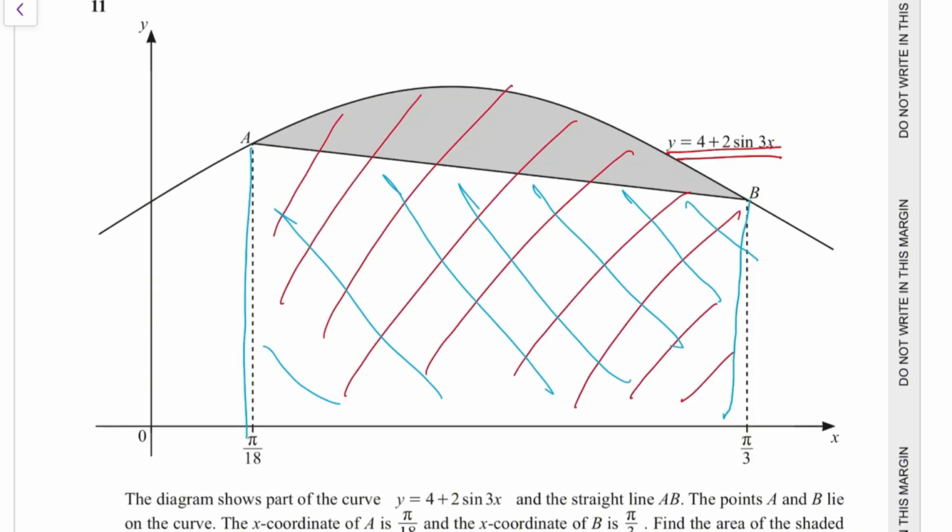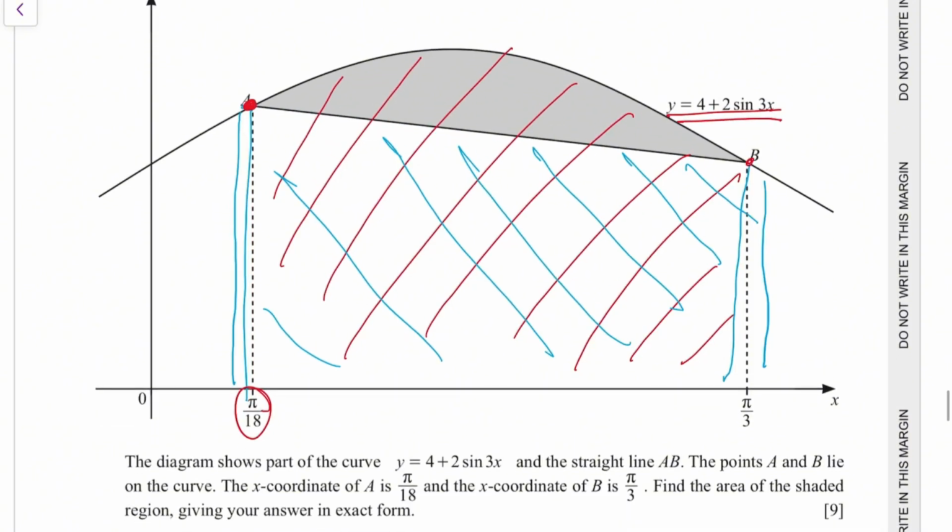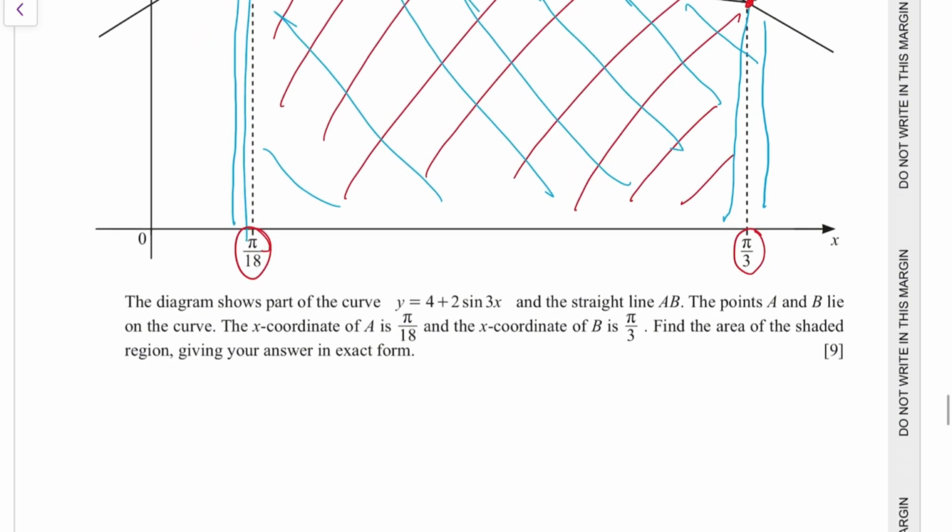Okay, so your task is to think about what this height and that height are, because that's going to give you the area of the trapezium. How do you do that? Well, you know that at point A, your x is pi over 18, and at point B, your x is pi over 3. You can substitute into the equation y equals 4 plus 2 sine 3x to find what the y values are. So let's work on it.